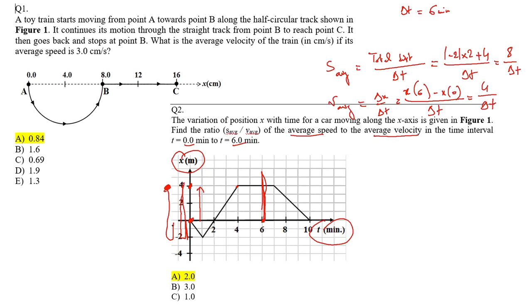So I started at 0, I did this. So my total distance is this, which is 8. Now when you take the ratio, it will give you 2.